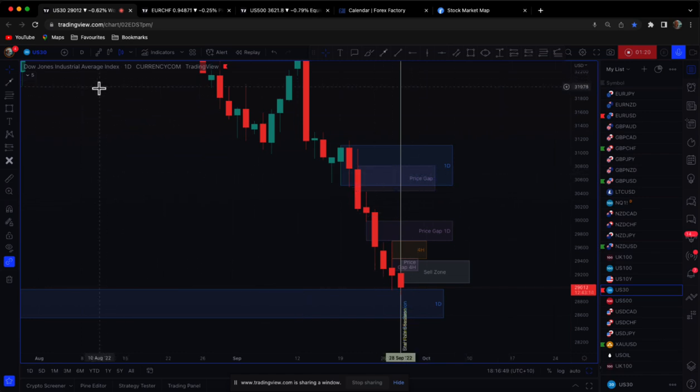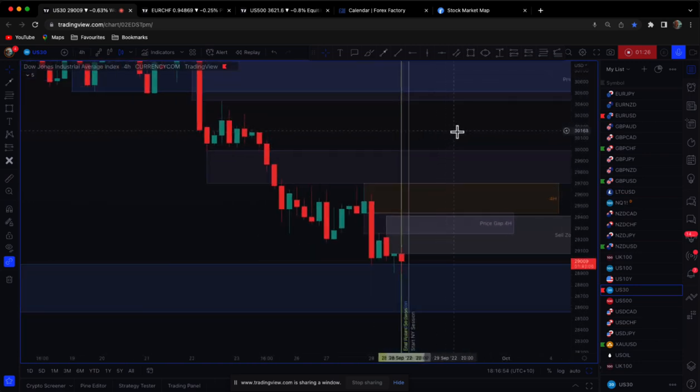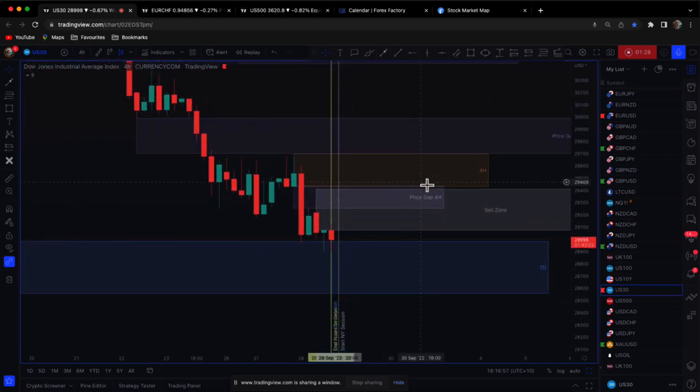I think that's a 4-hour. We'll just go down to the 4-hour and I'll show you what I've marked up on this time frame. Okay, so the shorter term we've got this 4-hour gap in here. Looking at this red candle, look left and look right, mark up the low and the high. There it is. We've also got this 4-hour order block here.